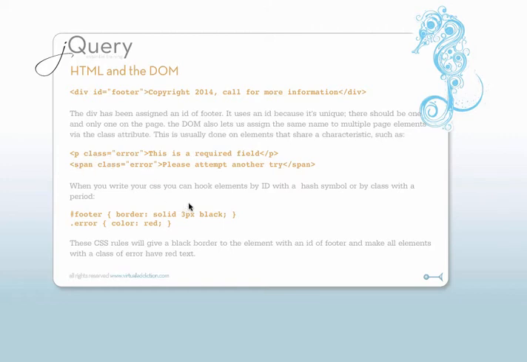When you write CSS, you can hook elements by ID with a hash symbol or with class by a period symbol. These CSS rules will give us a black border on the element with an ID of footer and make all the elements with a class of error have red text. So as you can see, when it comes time to write some jQuery, you'll find that knowing about CSS selectors and the DOM is very important. jQuery uses the same syntax as CSS for selecting elements on the page and manipulating them. So once you've mastered selecting, then the rest of it just falls into place, thanks to jQuery.